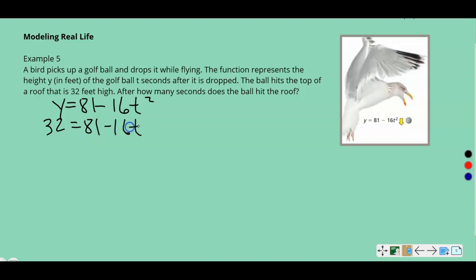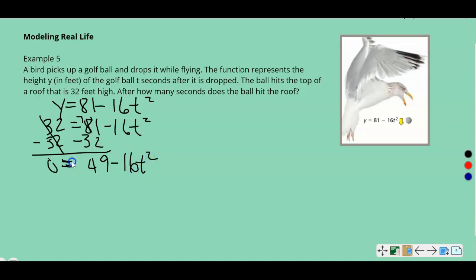All right, now we have an equation. We're always trying to solve for the variable when we have an equation. So we can subtract 32 from both sides. That will set it equal to 0. And then we can hopefully factor and solve from there. All right, so 0 equals, so 81 minus 32, that'd be 49 minus 16t squared.